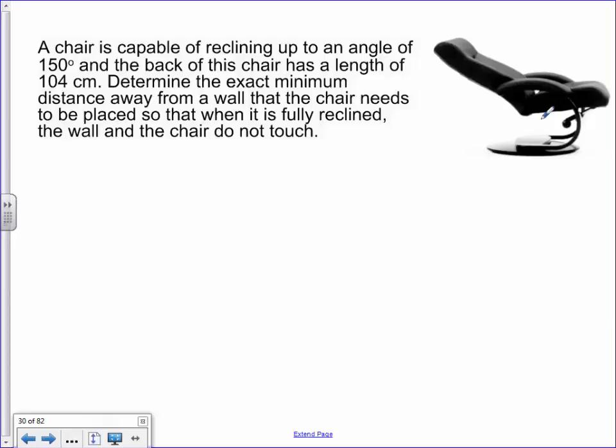Okay, so I have a chair in my house. There's a wall behind the chair. Imagine there's a wall behind the chair, and you want to recline the chair, but what ends up happening is that the chair is too close to the wall, so the back of the chair hits the wall and it can't recline. You know what I mean?